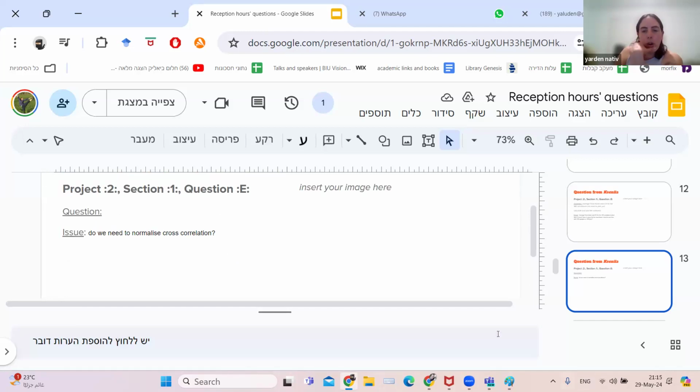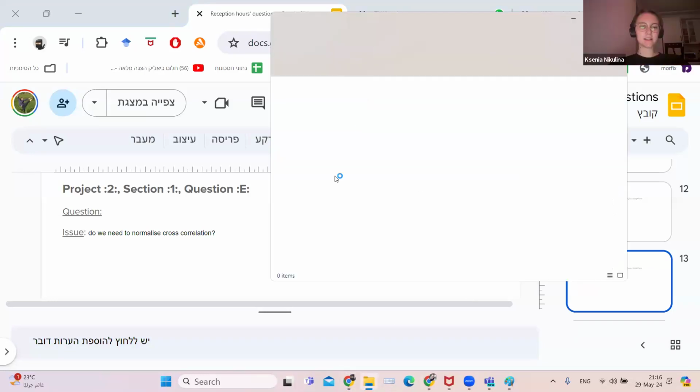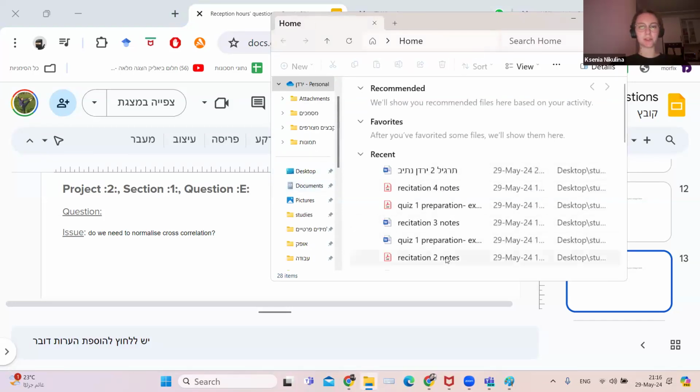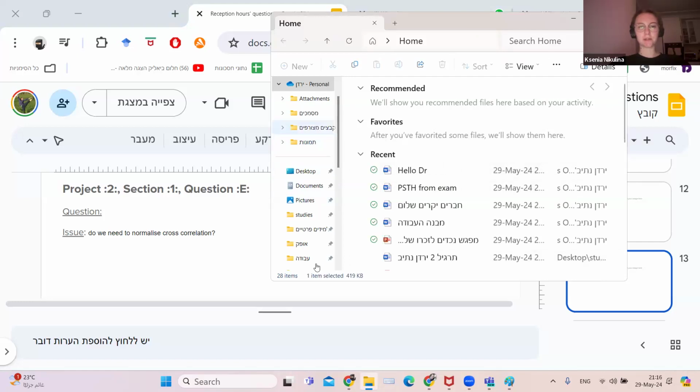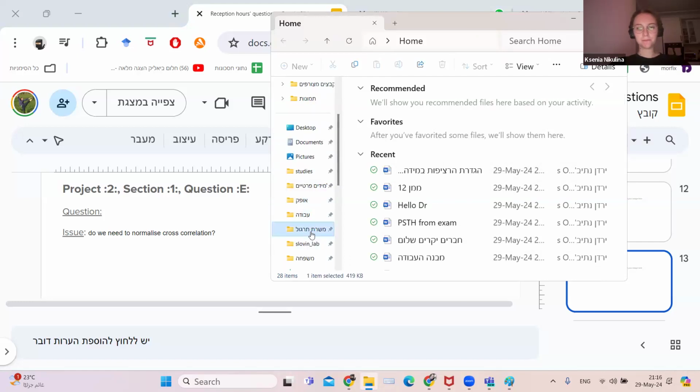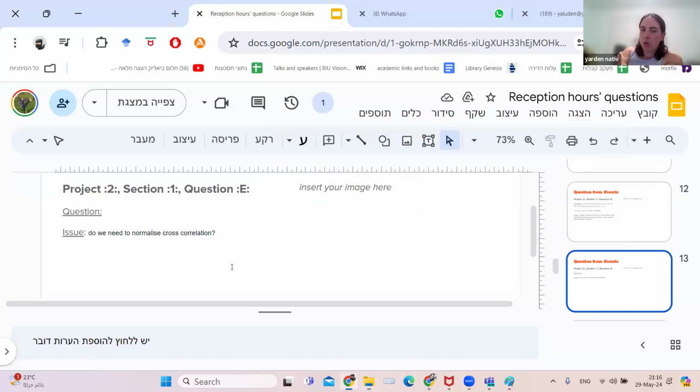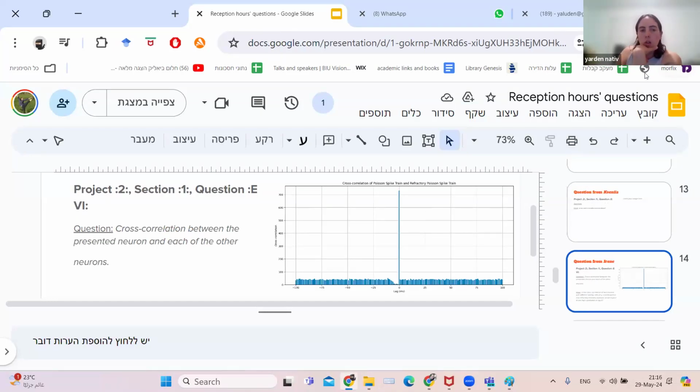Here, project 2, section 1, question E. I don't remember all of the questions by heart. This is the question where we need to calculate cross correlation, and I was just wondering if we need to normalize it, just like for autocorrelation. Yeah, I think the best thing is to use cross correlation, which is normalized to rate. Yes, if possible. Rate or probability, it doesn't matter. But yes, normalized.